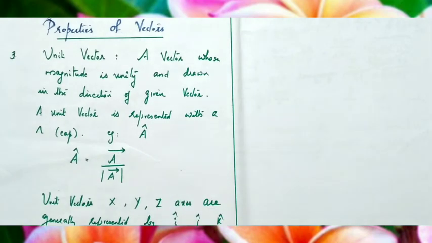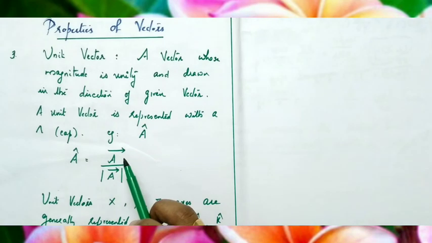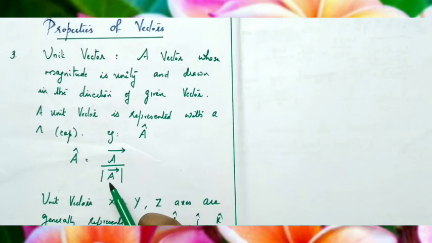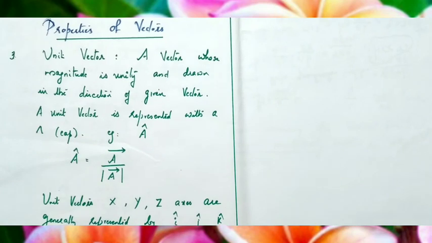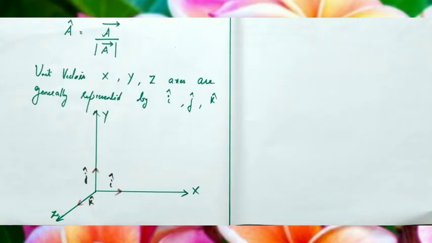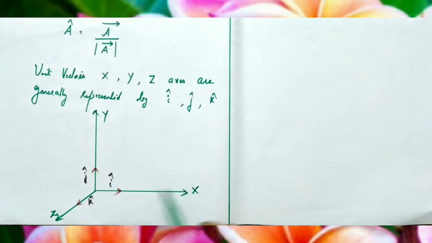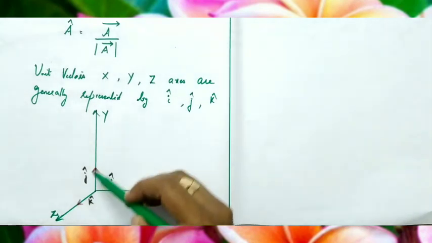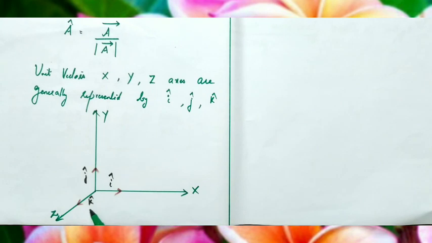And A cap, or any unit vector, is represented by the corresponding vector divided by its magnitude. This represents the modulus of vector A, that means its magnitude. And the unit vectors along the x-axis, y-axis and z-axis are represented by i cap, j cap and k cap. Along the x-axis the unit vector is i cap, along the y-axis it is j cap, and along the z-axis it is k cap. Its magnitude is 1. So it represents unit vectors along the x-axis, y-axis and z-axis. That is the importance of unit vector.